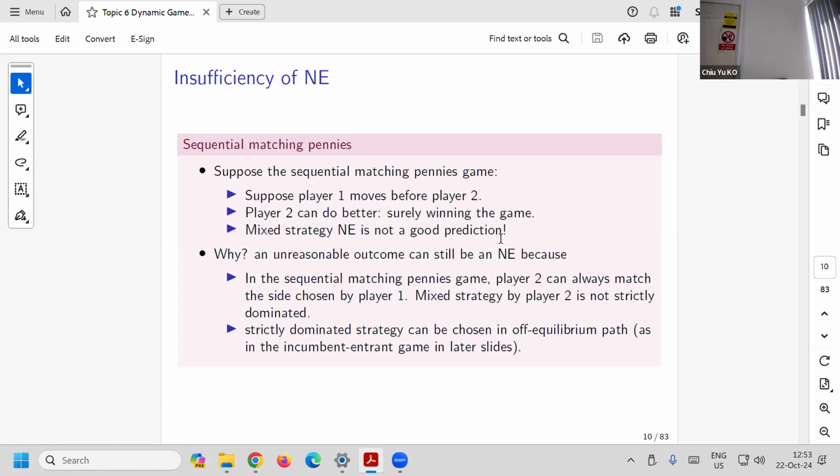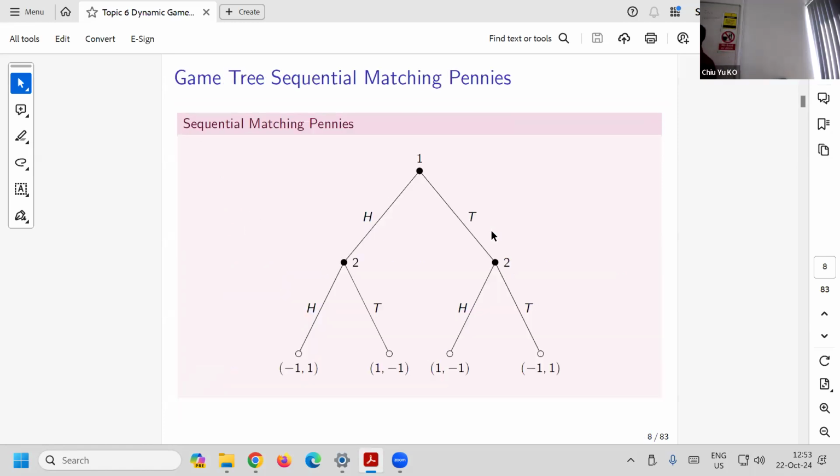If you go back to the idea of this game: if the coins shown are the same, player 2 wins; player 1 gets $1. If different, then player 1 wins. So player 2, obviously knowing what player 1 does, has a winning strategy: always look at the different coin. Under same coin, under head he will do head, under tail he will do tail, because it guarantees winning.